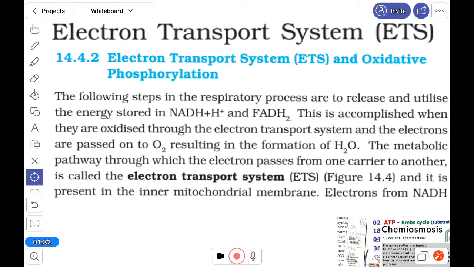If you recall, in photosynthesis also you can see the formation of energy, that is photophosphorylation, and here it is oxidative phosphorylation. Let us see this one.